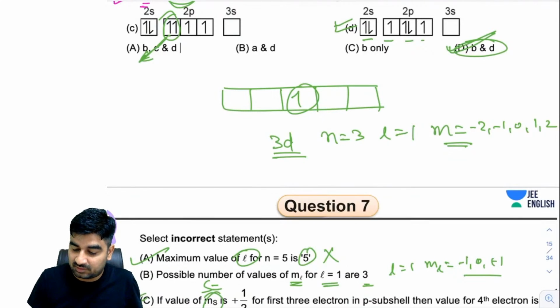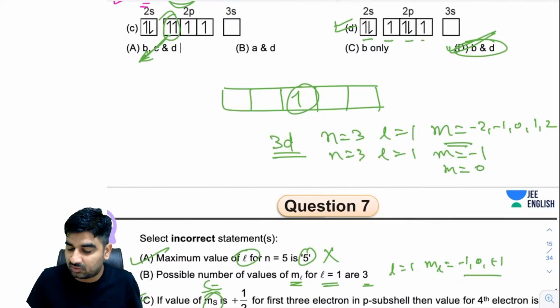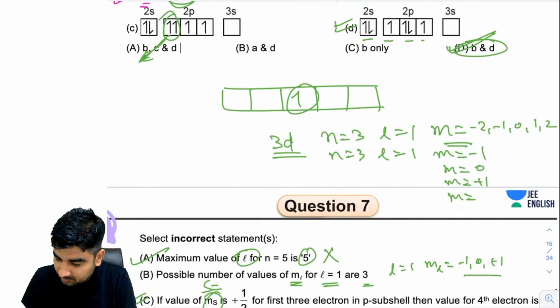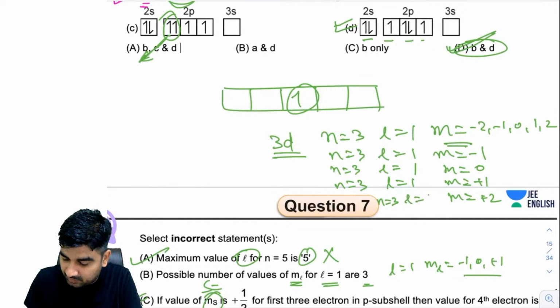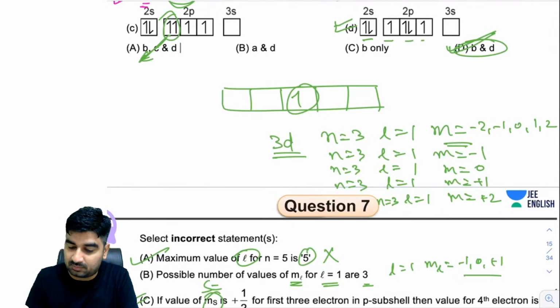Like you can write n is equal to 3, L is 2, M is minus 2. In the next case, you can write M is minus 1. You can write M is 0. You can write M is plus 1. You can write M is plus 2. N is 3, L is 2 in each. So 5 sets of quantum numbers are there.